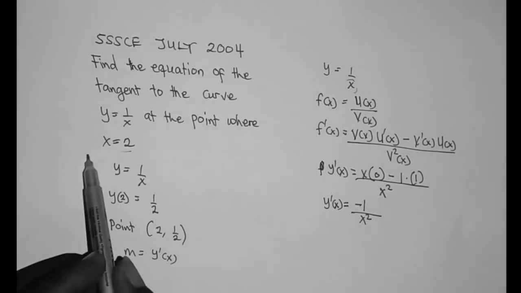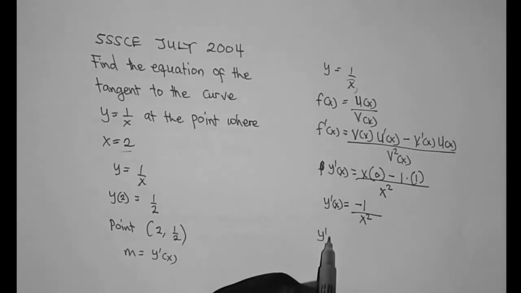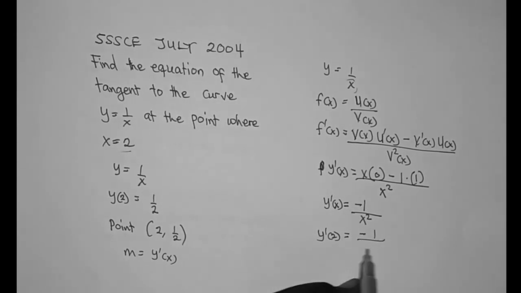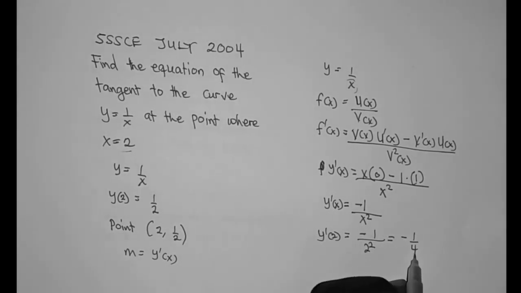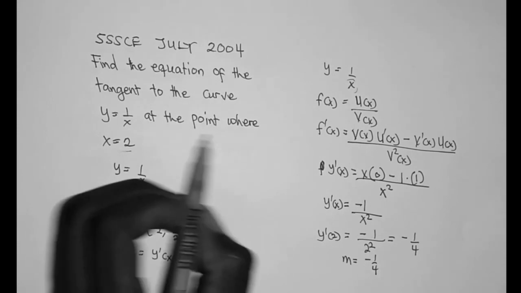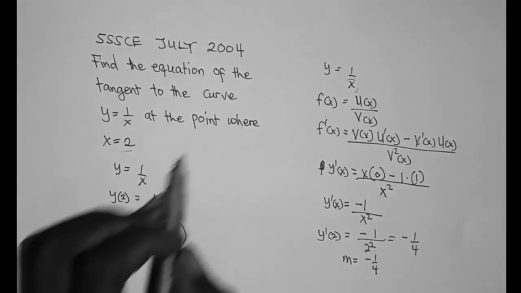But then the point is x equals 2. So let's find y prime of 2. This is 1 minus 1 over 2 squared, which is equal to minus 1 over 4. So we have the gradient m to be equal to minus 1 over 4. And we have this point. So let me find the equation somewhere here.